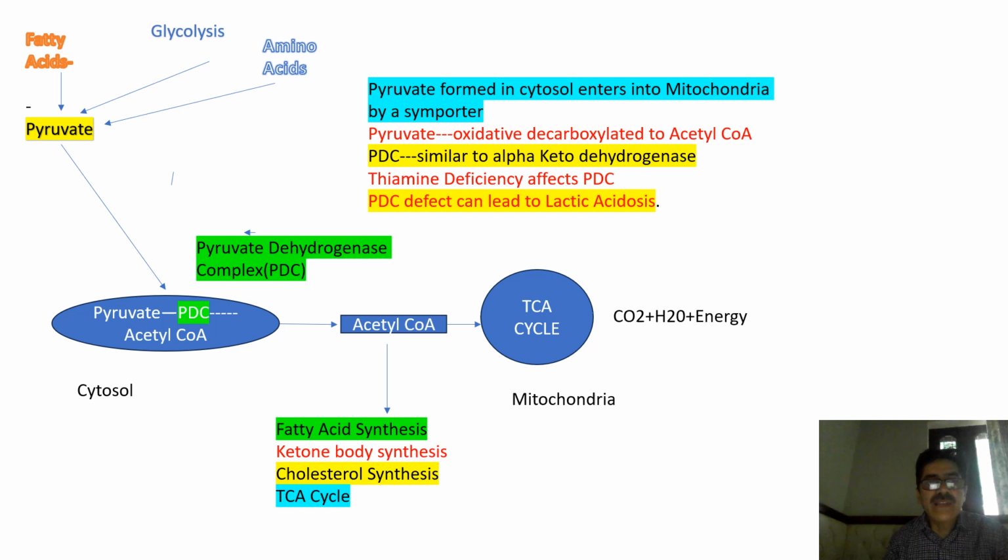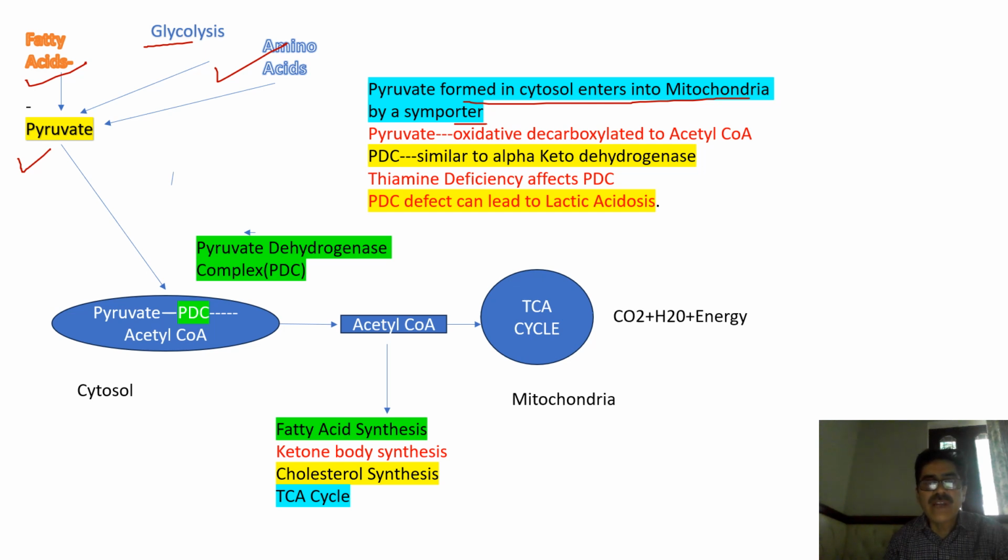Now here you can see from these graphics, pyruvate is obtained from glycolysis in the cytoplasm by degradation of carbohydrates or glucose, you can say, by glycolysis under aerobic conditions. Pyruvate can also be obtained from degradation of fatty acids. Pyruvate can also be obtained from degradation of amino acids. So pyruvate formed in the cytoplasm enters into the mitochondria using a symporter.